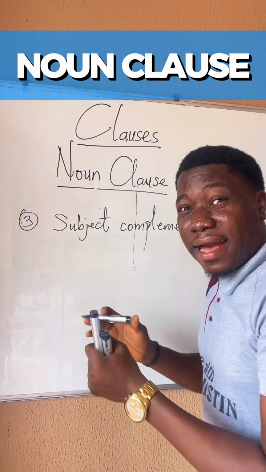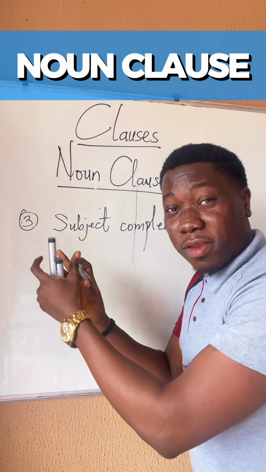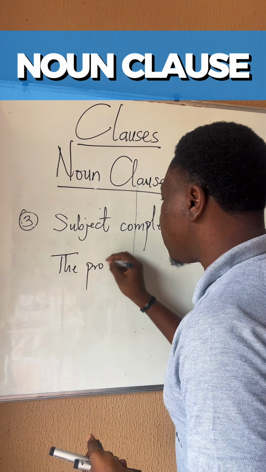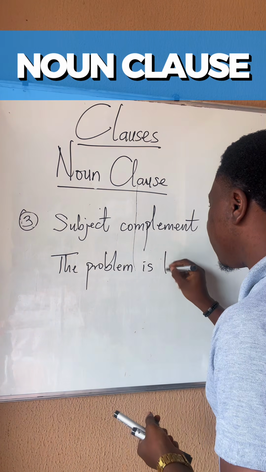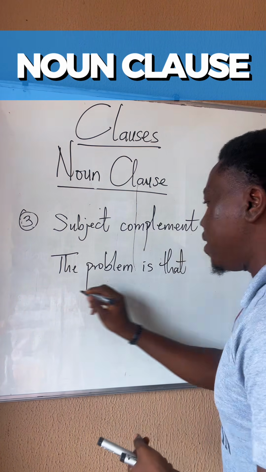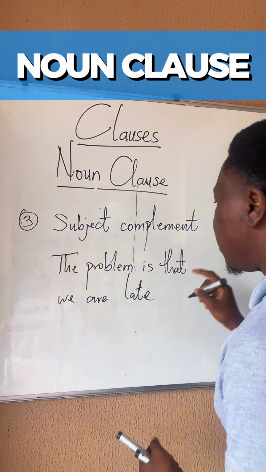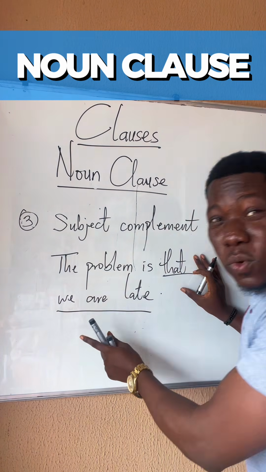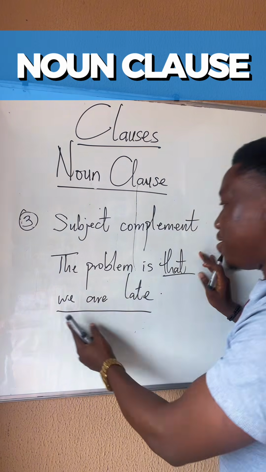Subject complement. It acts as a piece of information about the subject. Let's see some examples. The problem is what? The problem is that we are late. That we are late is a clause. And what type of clause? It's a noun clause. It's functioning as the complement of the subject.